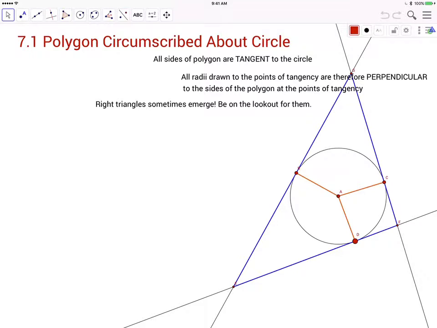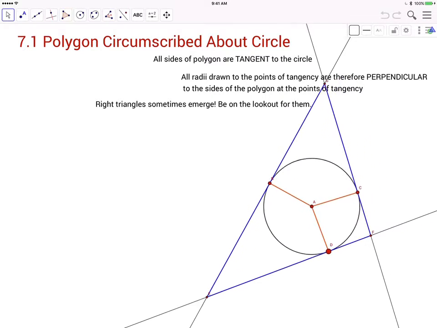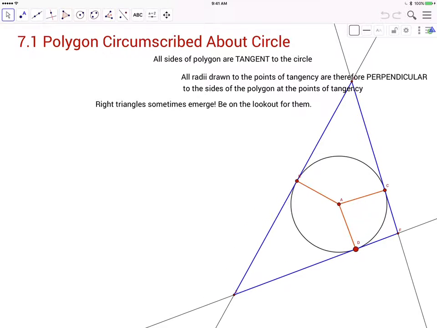Okay, this is continuing 7.1, and this is about a polygon circumscribed about a circle. Very similar to the one we just looked at, where the circle is inscribed inside of a polygon. But one of the things that we can see here that I've created is a polygon outside of a circle. A couple things to notice.